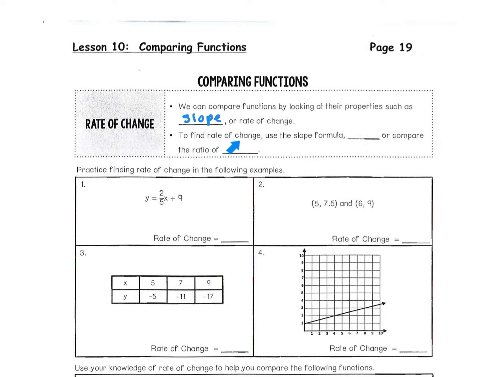To find the rate of change, we use the slope formula, which is y2 minus y1 divided by x2 minus x1, or we can compare the ratio of rise over run. And another way to say this is the change in y values over the change in x values.